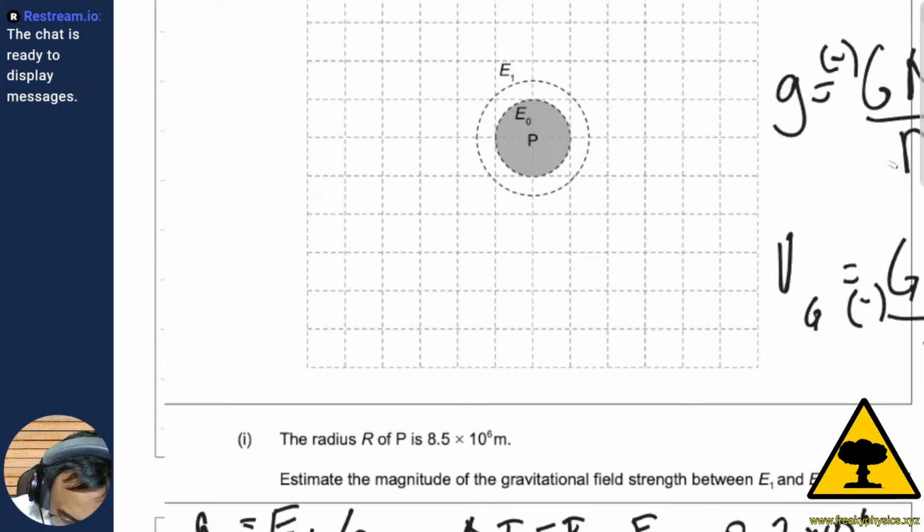Okay. And then all we have to do now is put this in for delta E, and then use 2.2 times 10 to the 6, divided by 8.5 times 10 to the 6 as well. So the 10 to the 6 cancels out. That is going to be a tiny value for g. Okay.